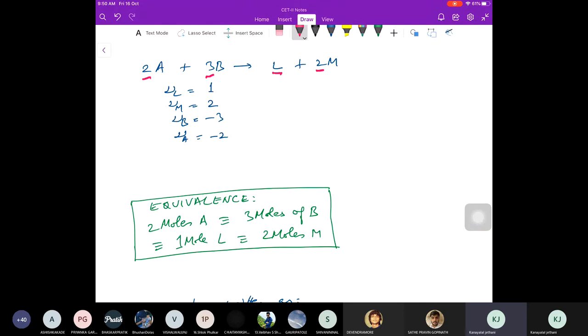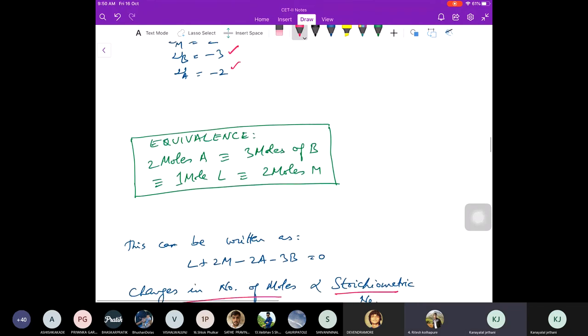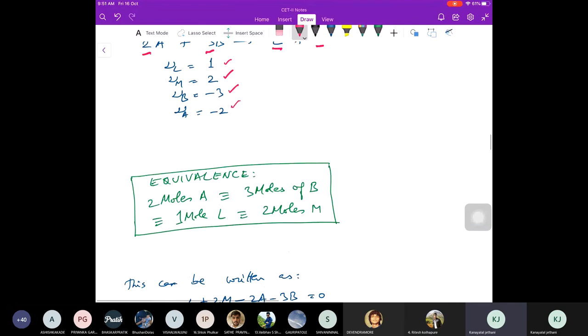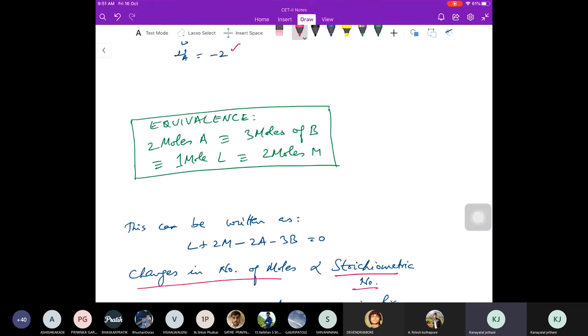So why is it plus here and minus here? Reactant is always negative because it is reacting, it is disappearing, it is reducing as the reaction proceeds, whereas the product is getting regenerated, that is why it is positive, right? What is the equivalent statement? So 2 moles of A react with 3 moles of B to give 1 mole of L and 2 moles of M. So you can write this equation now: L plus 2M minus 2A minus 3B equals 0. But if we bring the reactants to one side, it will be like this.